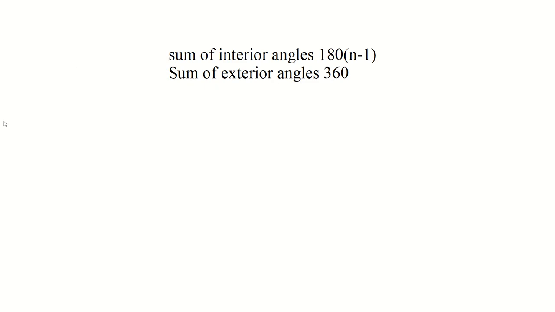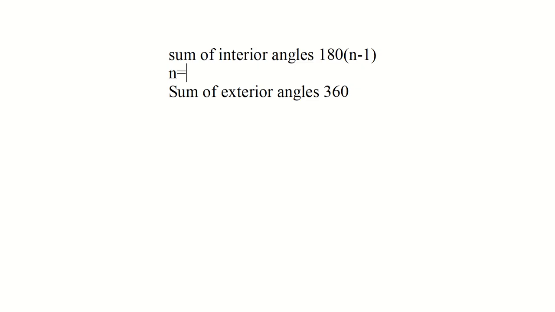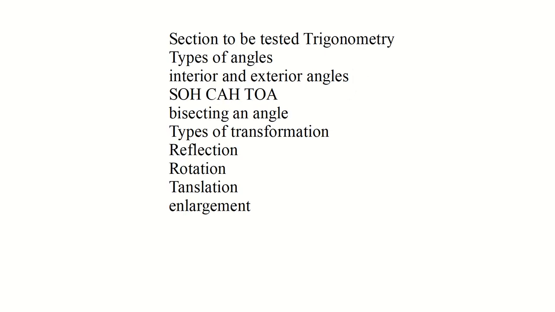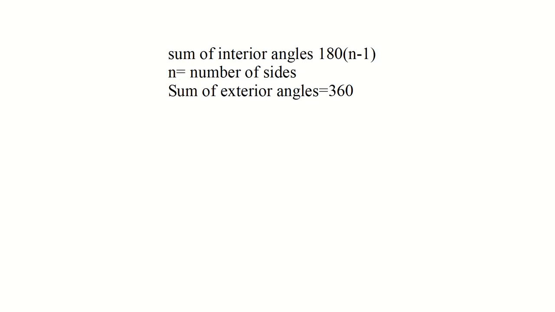The formula for sum of interior angles is 180 multiplied by n minus 1, where n is equal to your number of sides. So however many sides that shape, the polygon, has, that will tell you what n is, the number of sides. Right, and the sum of exterior angles is always 360 no matter what it is. So that was when we were doing interior and exterior angles.